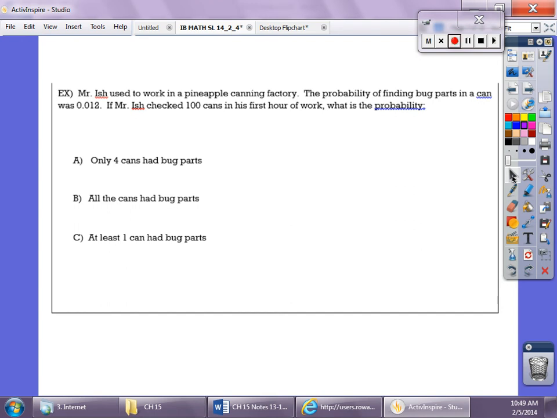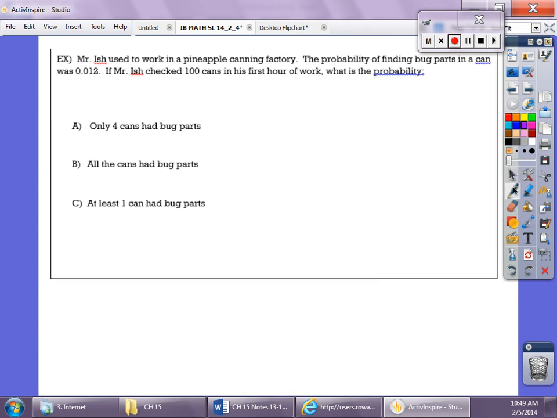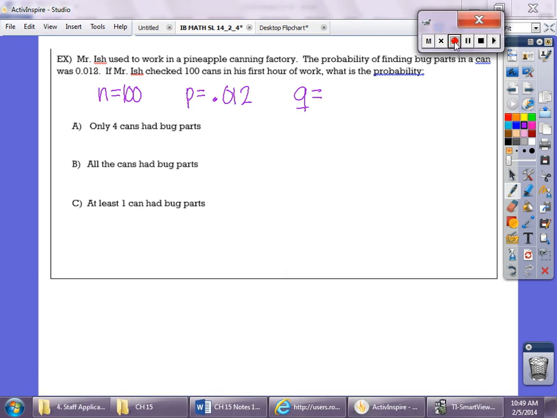So, let's double check. Number 1, oopsie, there is an N. He's checking 100 cans. Each can is an independent trial. The probability of there being bug parts is 0.012. Therefore, the probability of not having bug parts, 0.988. Alright, so we have our values. It is a binomial distribution because either he finds a bug part or he doesn't find the bug parts.